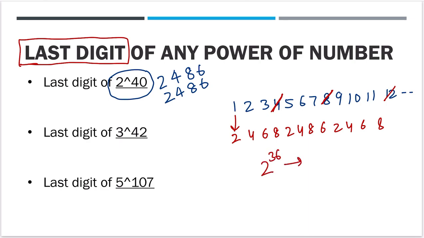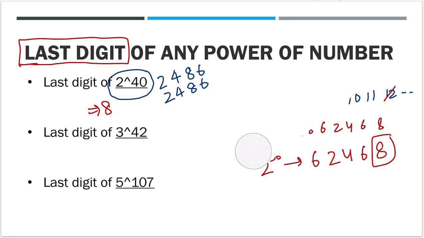We know that is going to be 2, 4, 8, 6. So 2 raised to power 36 is 6. 2 raised to power 37 will be 2, then 4, 8, and 2 raised to power 40 will be 6. So 6 is the answer. I hope this is clear. So this is the pattern.